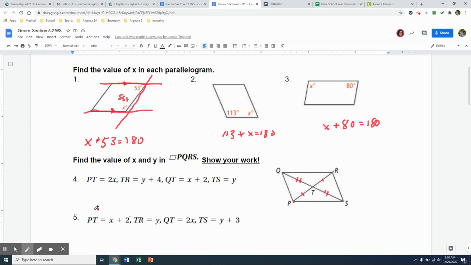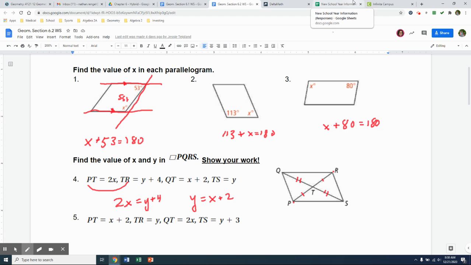Looking at this, I know that PT and TR are going to be congruent to each other. So these two I'm going to set equal to each other: 2x equals y plus 4. And then I know QT and TS are equal to each other: y equals x plus 2. So those are my two equations that I can start to set up.